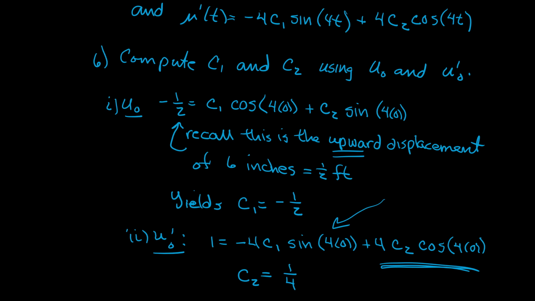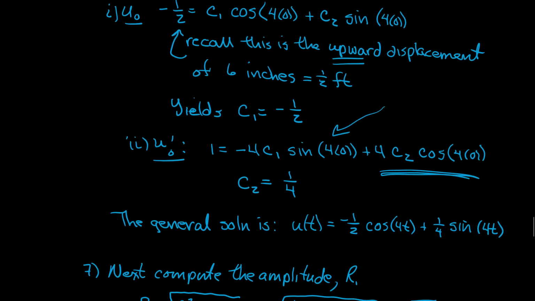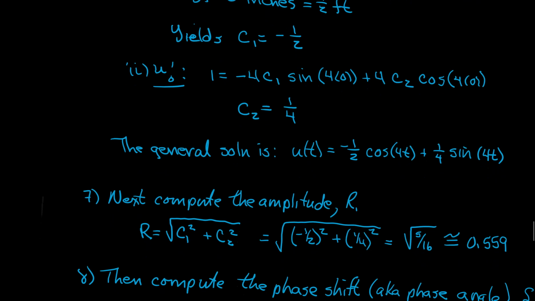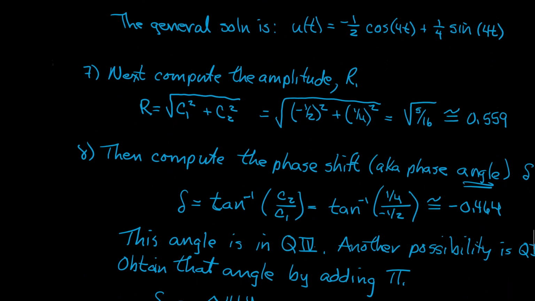Substituting in 0 for t, our sine once again winds up being 0, and we get 4 C2 times cosine of 0. Well, cosine of 0 is 1, which allows us to determine that C2 is 1/4. Substituting in C1 as a negative 1/2 and C2 as 1/4 gives us a general solution now. We're making progress.